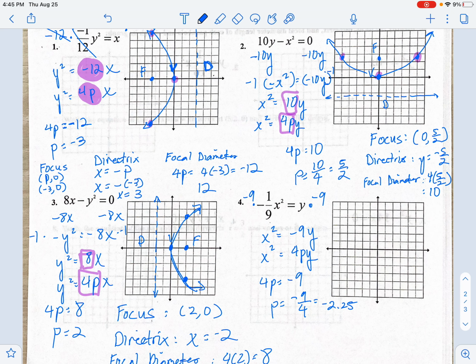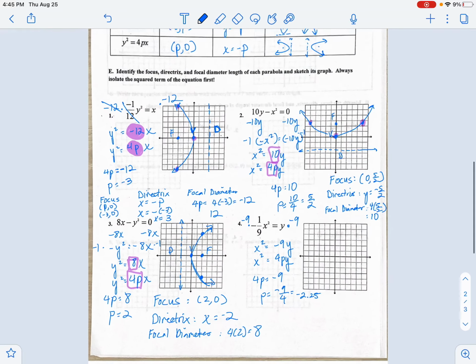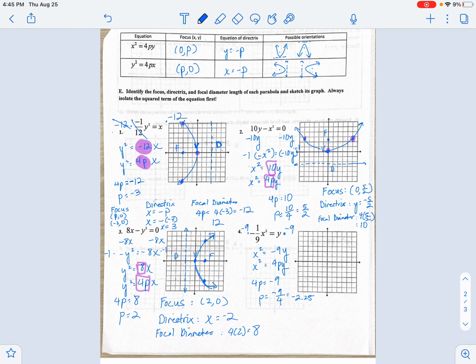Again, with our p, I can find my focus and directrix by following that chart. Since we are working with x squared, we are following the top row. Okay. So focus is 0, negative 2.25. Directrix is y equals a double negative, negative negative 2.25. So that will give me a positive 2.25.